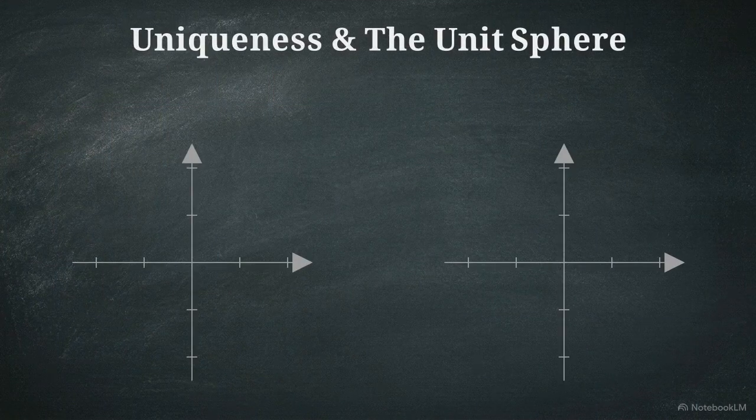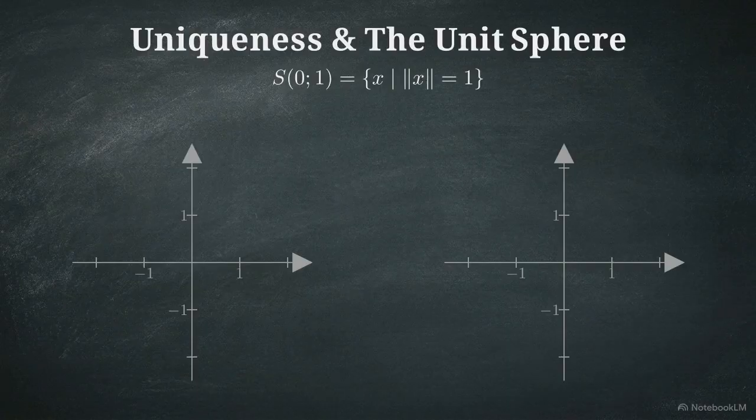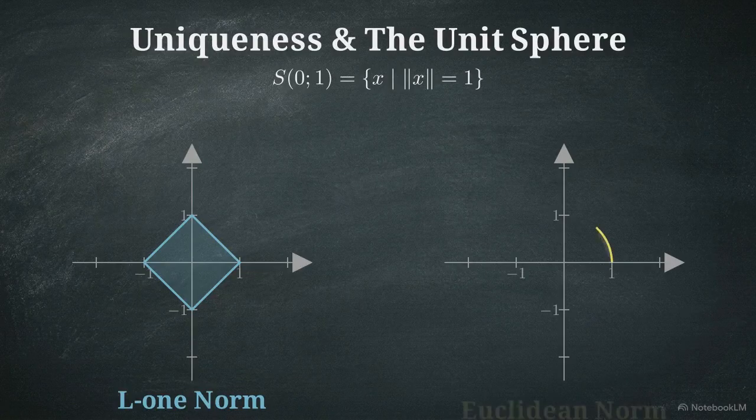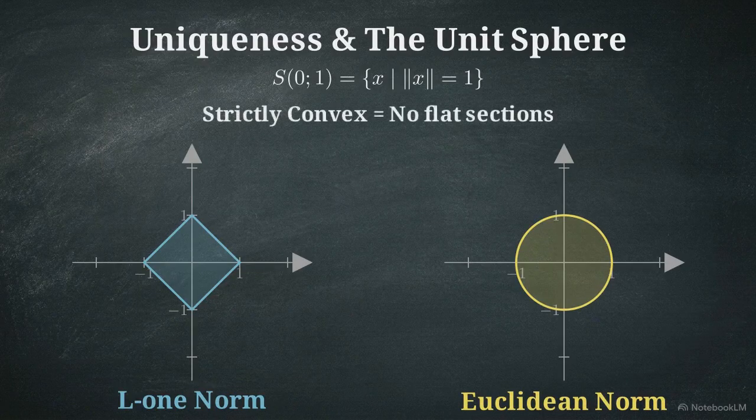These two shapes represent the unit spheres for different norms, the set of all points at a distance of exactly 1 from the center. On the left is the L1 diamond. On the right is the standard Euclidean circle. To guarantee a unique solution, a space must be strictly convex, meaning its unit sphere has no flat sections.